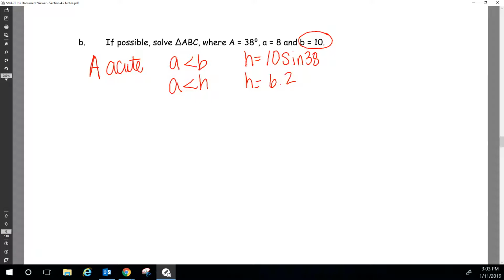So if A is acute and A is less than B and A is greater than H, I know I have 2 solutions. All right, here we go. Solution 1.